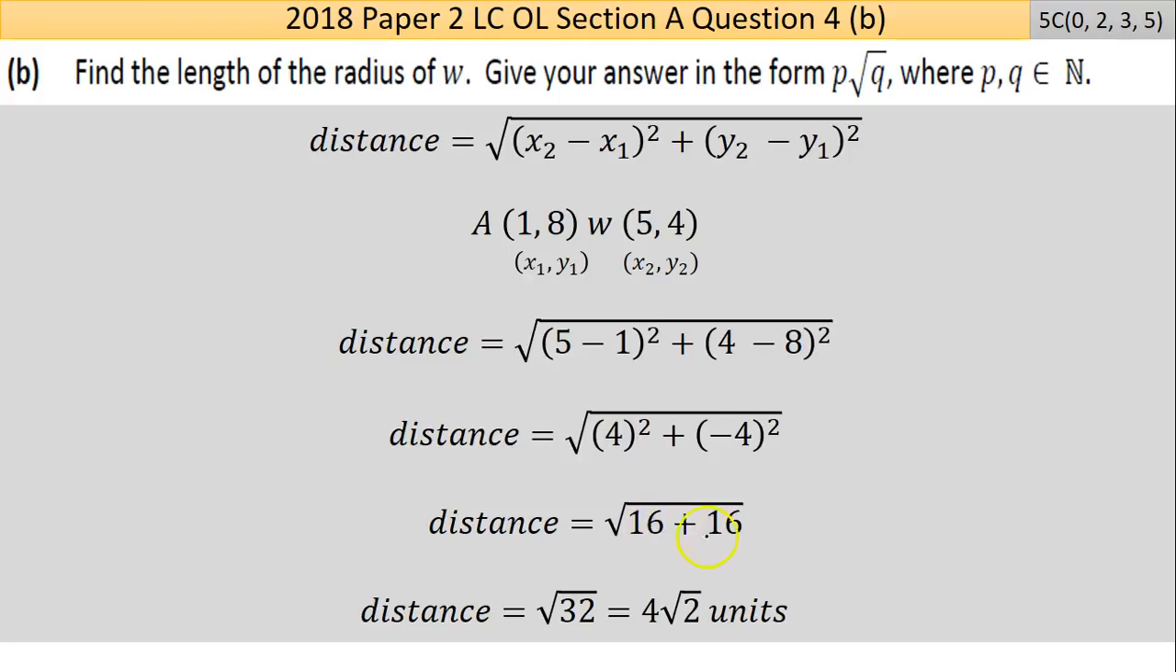Lastly, I'm going to add the two things. 16 and 16 is 32. And now that's my answer, but that's not in the form of something times square root of something. Now, if I put it to the calculator, it will simplify it for me. Okay, the simplest thing you can have there is 4 times the square root of 2.